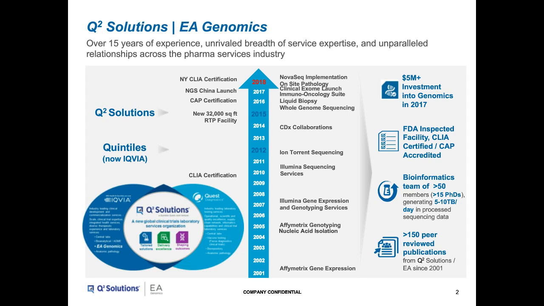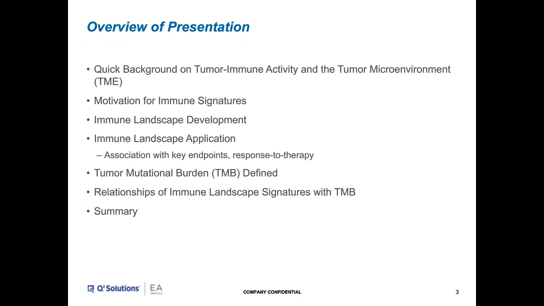Okay, well, let's give an overview of the presentation today. I'm going to give a quick background on tumor immune activity in the tumor microenvironment. I'll provide some motivation for immune signatures that we will discuss that are important to understand outcomes in different indications in clinical trials. I'll give a background regarding the immune landscape development for those signatures. I'll talk about applications that they have, including association with key endpoints and response to therapy. I'll also, after that, define tumor mutational burden and discuss the relationships between these immune landscape signatures with tumor mutational burden, and then I'll provide a summary.